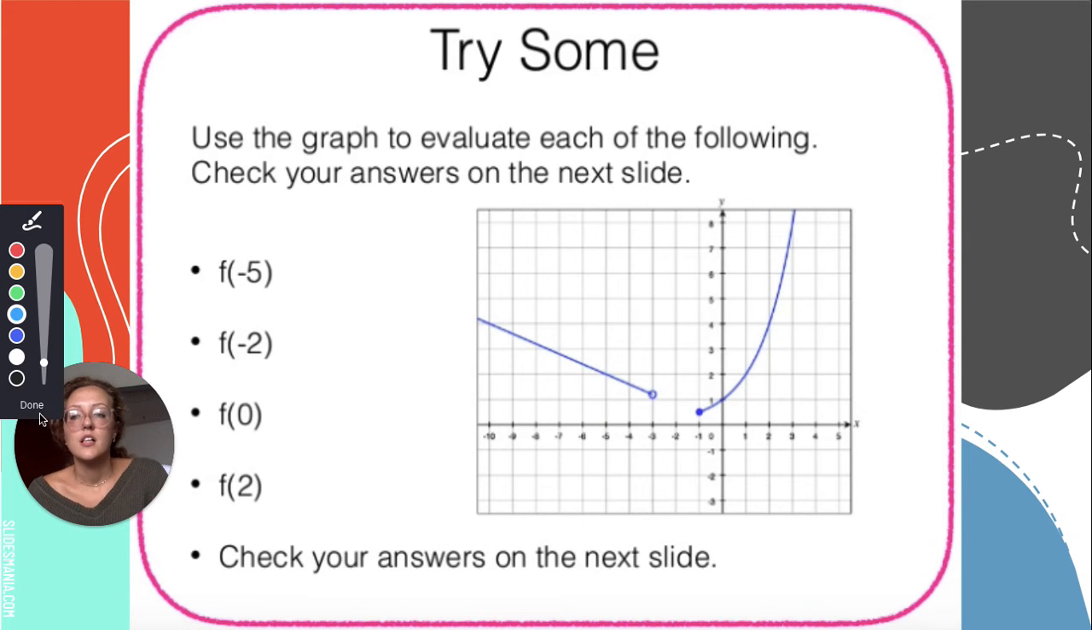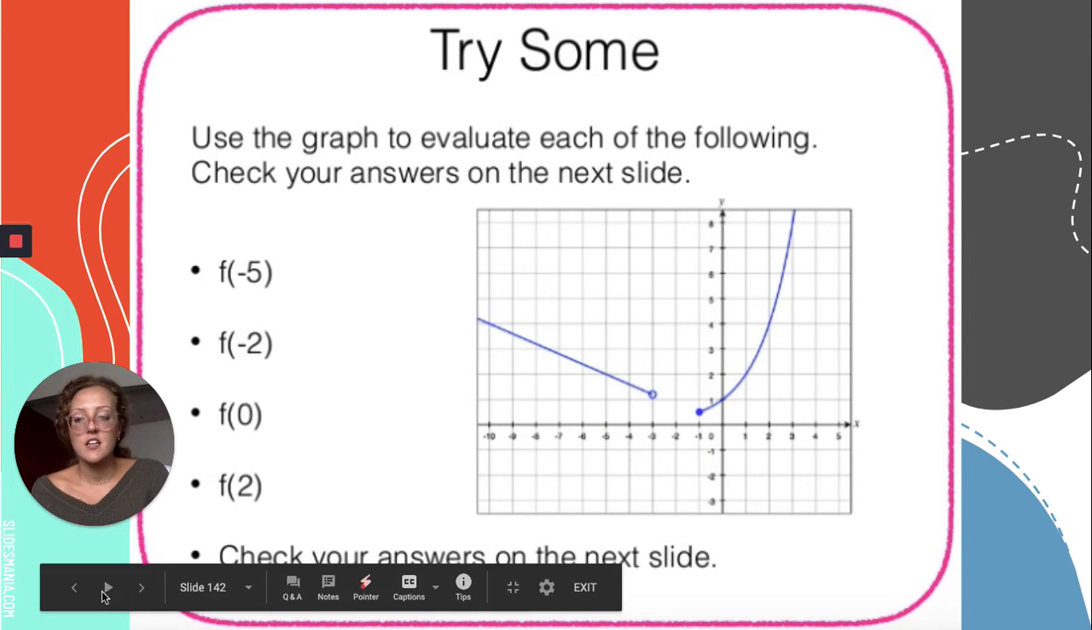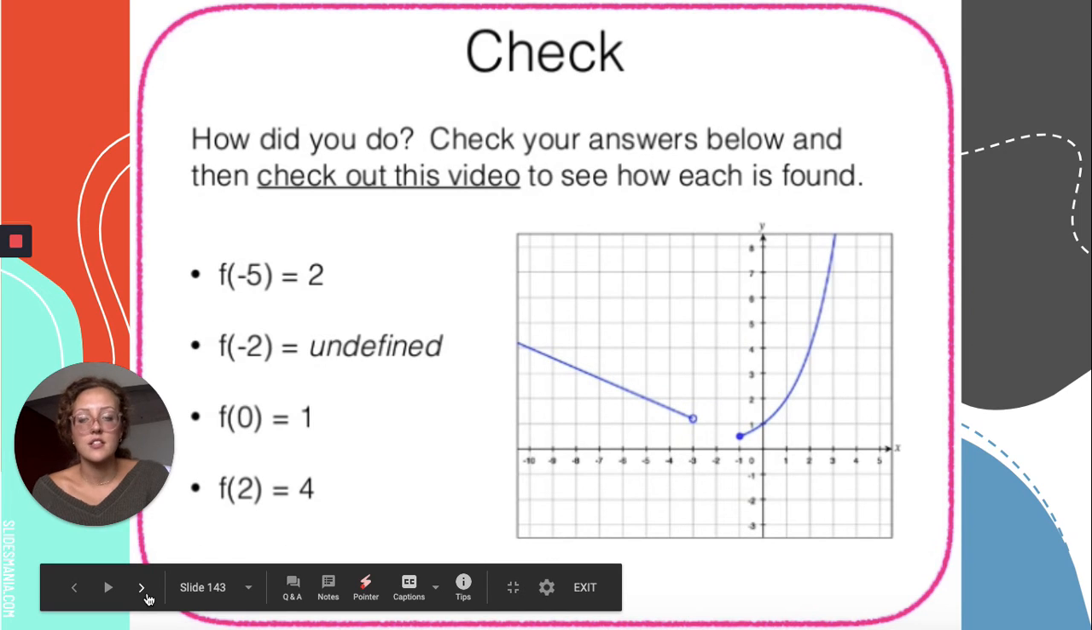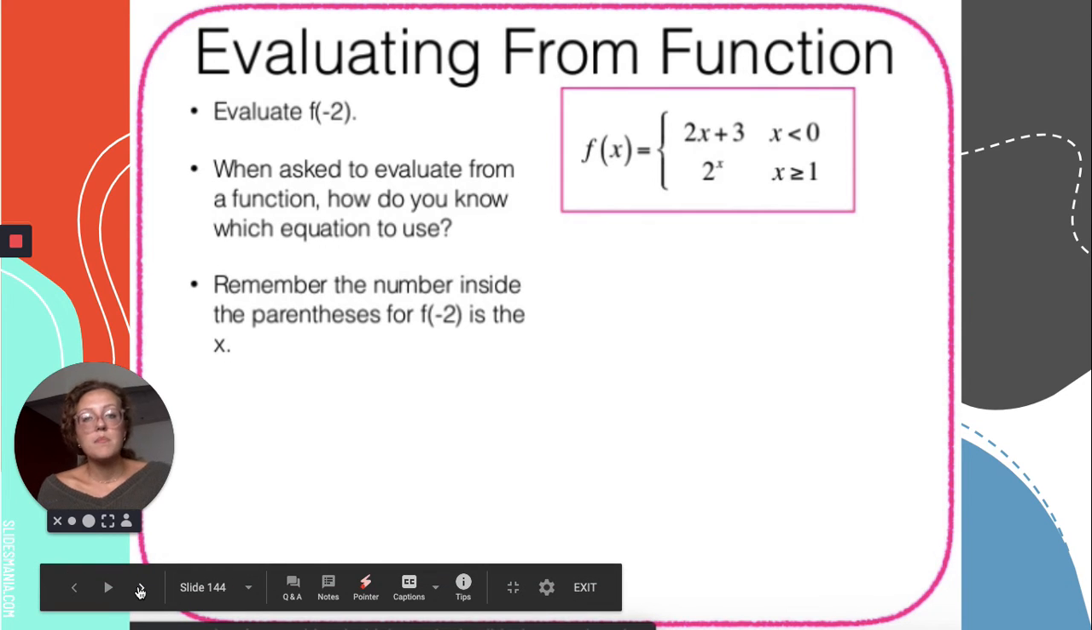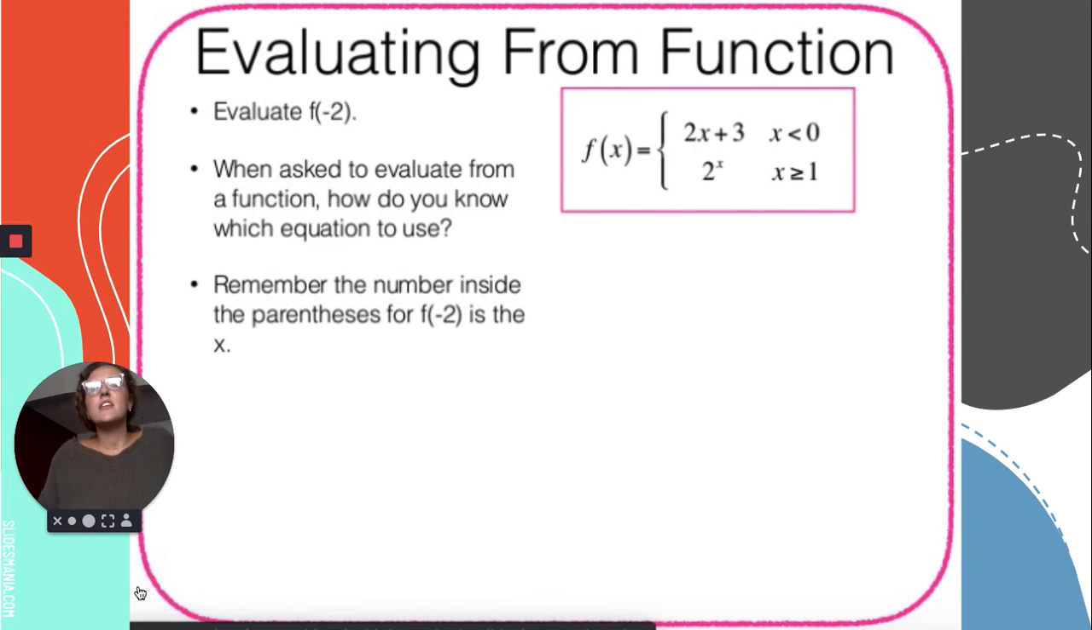Okay? Let's check our answers, see if we did this right. Fingers crossed. Looks good. Okay? All right, let's keep moving on. So from a graph, it's not too tricky because we can visually see, oh, let me go to x equals 3. Oh, that's the function it's with.